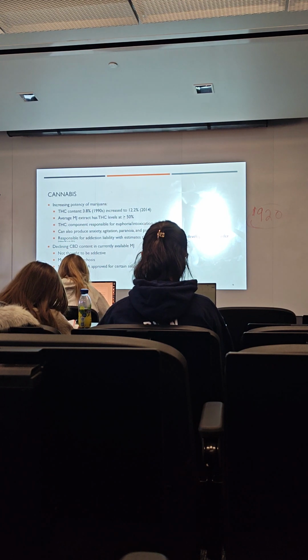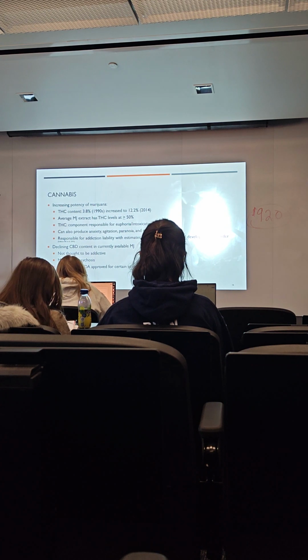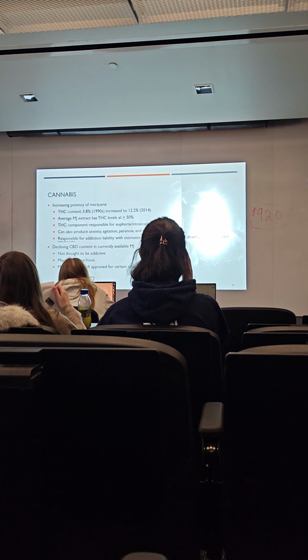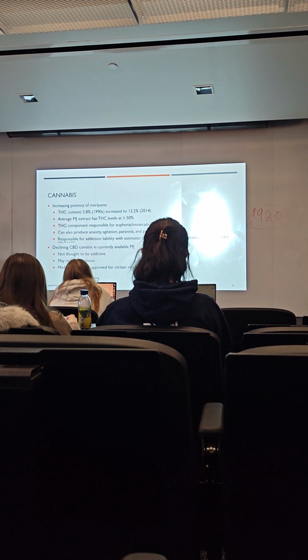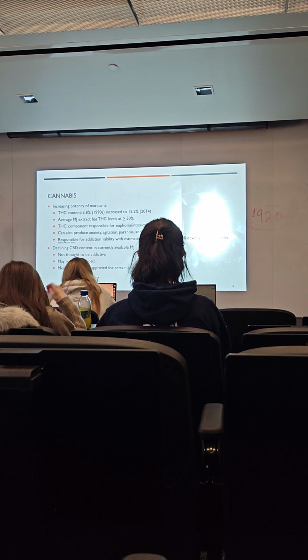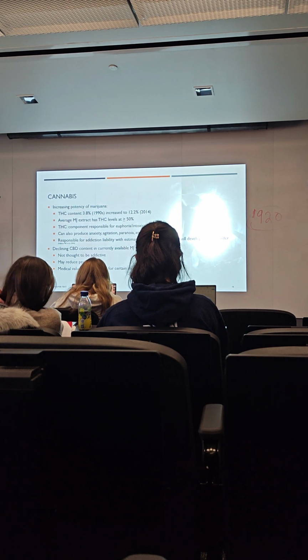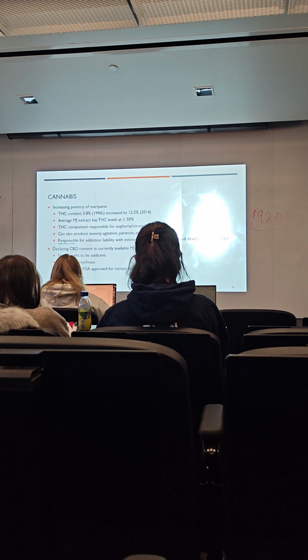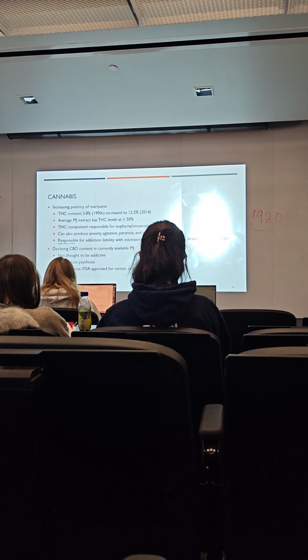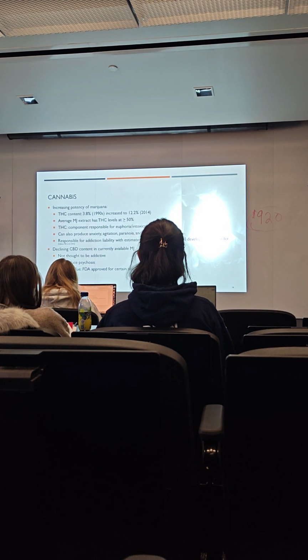I mentioned there's changes in the potency of marijuana over the years. So in the 1990s, THC content within marijuana was 3.8%. It is now 12.2%. So it's much more potent. The average MJ extract has THC levels at greater than 50%. It's the THC that is the component within marijuana that's responsible for that euphoria and intoxication. So that's obviously going to increase addictive tendencies if it's a stronger strain.